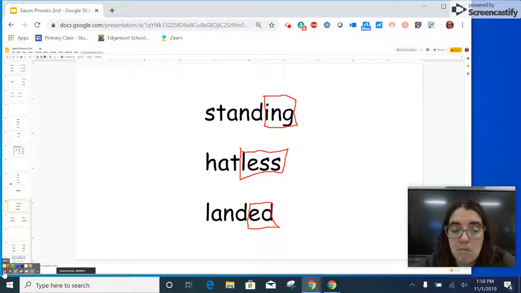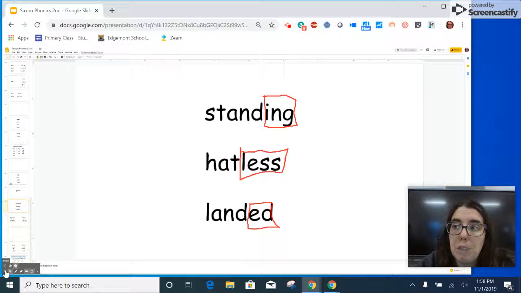One thing that I want you to know is that there are 2 different types of suffixes. There are suffixes that start with a vowel, like ing and ed, and there are suffixes that start with a consonant, like less and suffix s. So we can sort our suffixes into vowel suffixes or consonant suffixes. These 3 suffixes all have something in common. Ing, less, and ed all contain their own vowel sound.